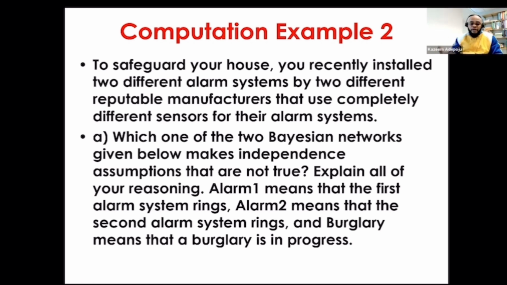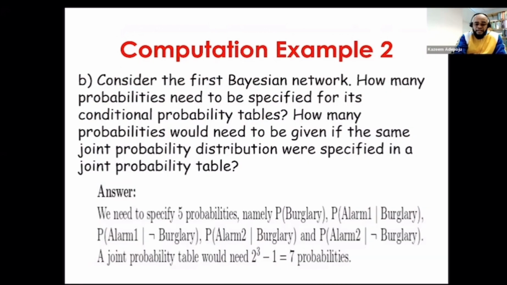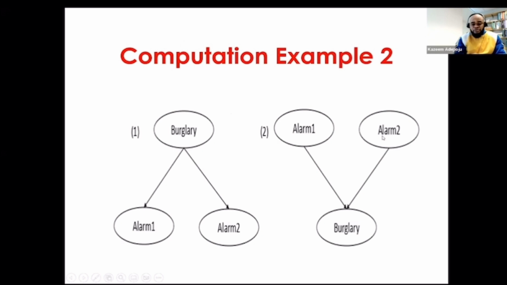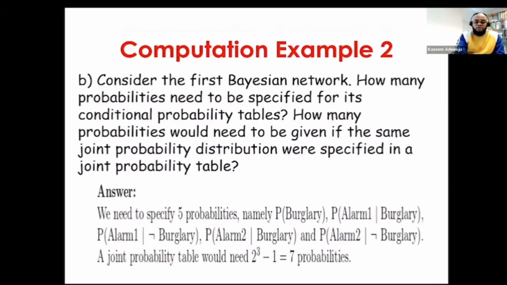So the one that makes that is the second one. The second one here is suggesting that alarm 1 and alarm 2 are independent. They do not depend on anything, not even on burglary. You understand what I mean? In this system, it is burglary that depends on them. So that is why we choose that as the answer.